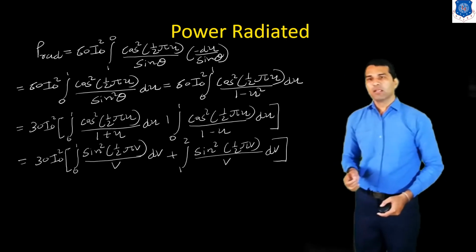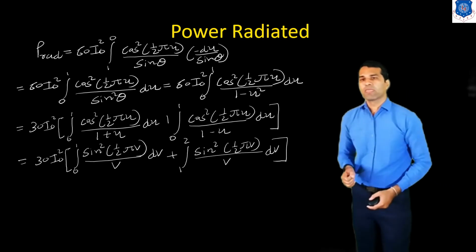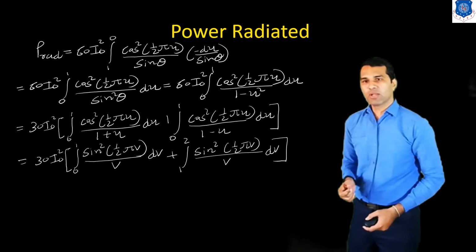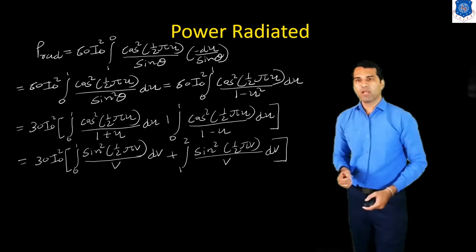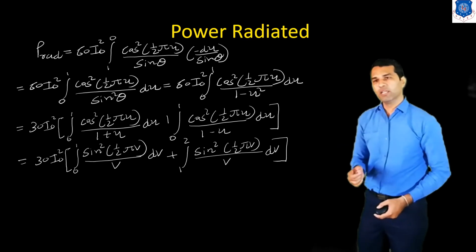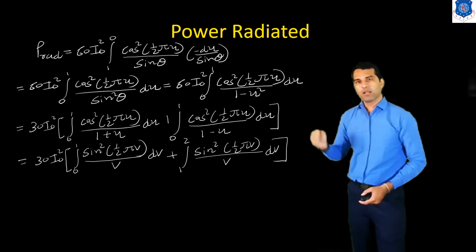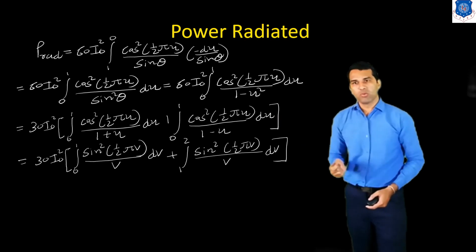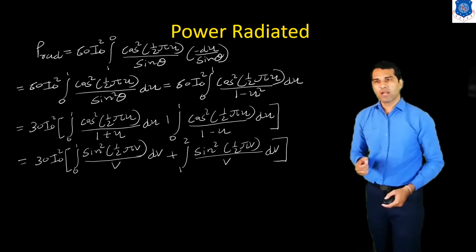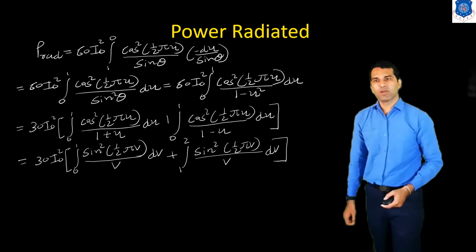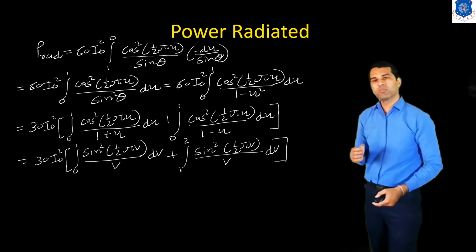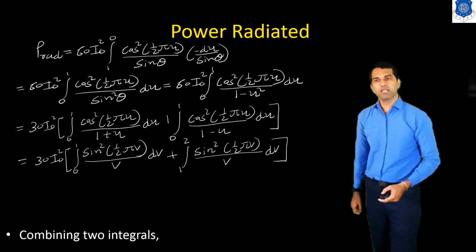So we get here 30 I0 square, integration 0 to 1, cos square of pi by 2 u, 1 plus u du, plus 0 to 1, cos square of pi by 2 u, 1 minus u du. We take this to solve the integration term. So we have 30 I0 square, 0 to 1, sin square of pi by 2 u, v dv, plus 1 by 2, integration 1 to 2, sin square of pi by 2 v, dv.